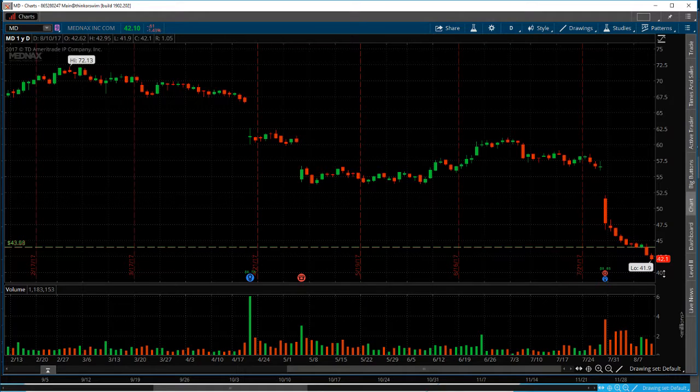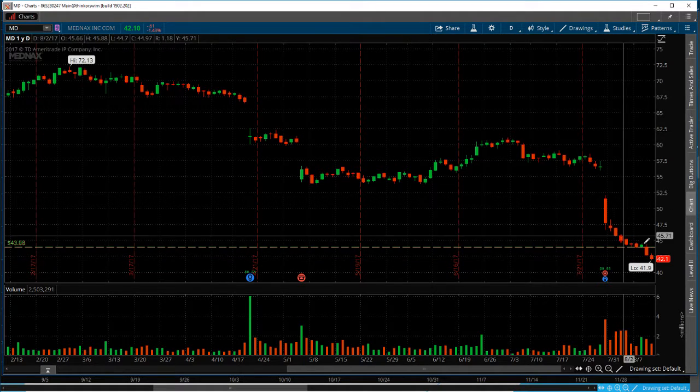But all indicators are lagging. Some lag more than others. So what you really should be looking at first is price action. What are the candles on the chart telling me? That's where you're going to get your most clear picture. What's the chart telling you? What are the candles telling you?